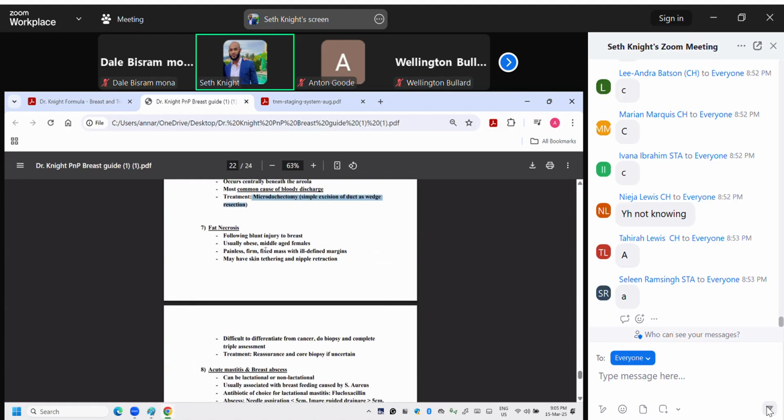Right? Fat necrosis we just went through. It's a blunt injury, usually in obese middle-aged females. It can be painful. Sometimes it's painless. It's firm, it's fixed. It can present like a breast cancer because it's ill-defined and so on. So in this case, guys, fat necrosis, as I told you all, you always complete triple assessment for fat necrosis. Not kidding. We had a patient on the ward, an old lady, 64 years old, who said that she hit the breast about 3 weeks ago, and now she noticed this big lump.